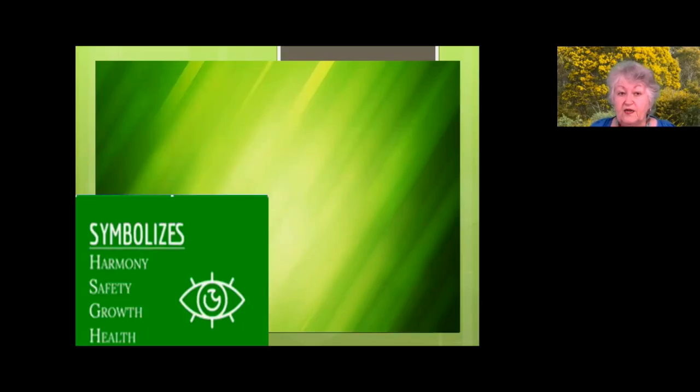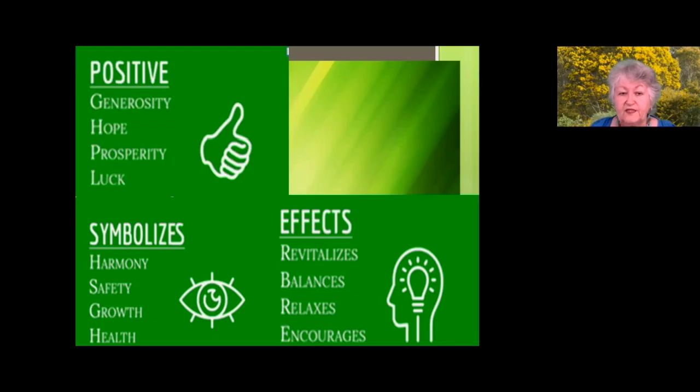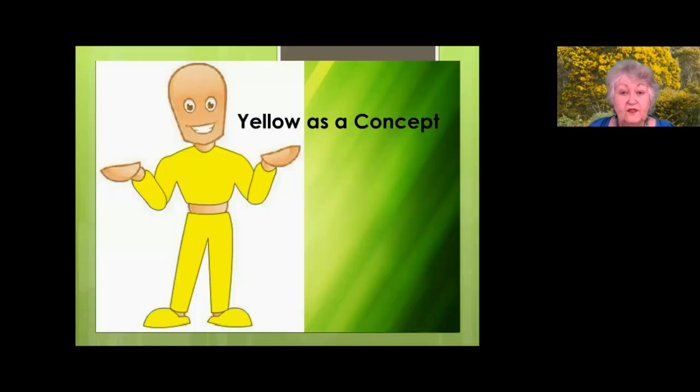So to summarize, green symbolizes harmony and safety and growth and health. Its effects on human beings is that it has a tendency to revitalize, it balances out humors, it relaxes people, and it encourages them to try again. So we have some positive connotations: generosity, hope, prosperity, and luck, but there are always negative ones, and in this case they are judgmentalism, envy, materialism, and inexperience. What then about yellow?